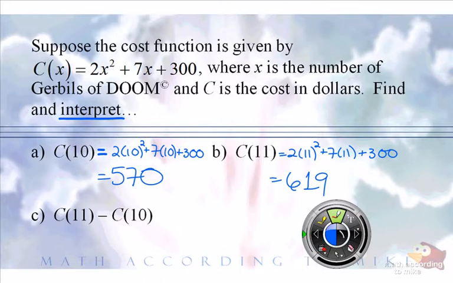And their difference, 619 minus 570, what do we get? 49. So this is the cost of producing the 11th gerbil.